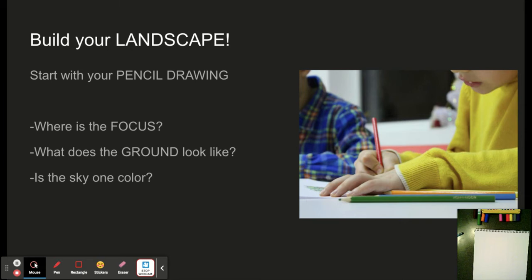So when you start your drawing, we're going to start in pencil. We're going to just do a general sketch. We're going to figure out what is the focus of our landscape. What does the ground look like? What is the sky going to look like?